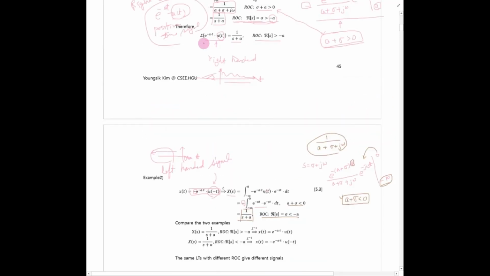So let's compare these two. You know that the Laplace transform expression is the same, but the region of convergence is different. Due to this region of convergence, one signal is a right-handed signal, but the other one is a left-handed signal. So when you consider the Laplace transform, you also need to consider the region of convergence. The inverse Laplace transform depends on the region of convergence.